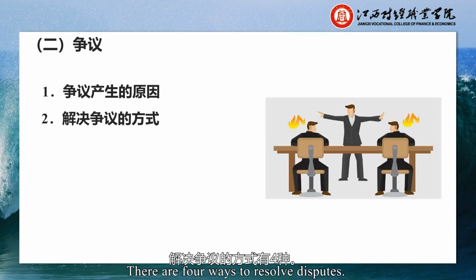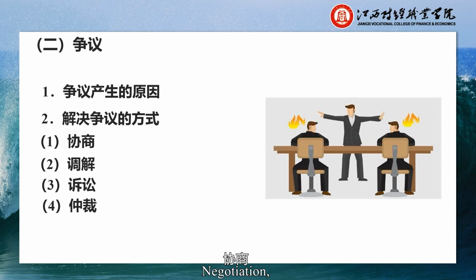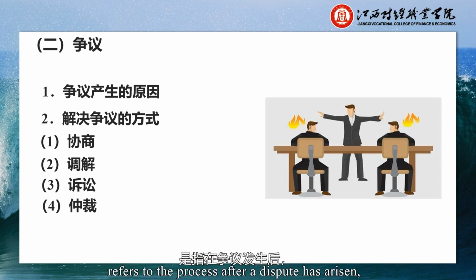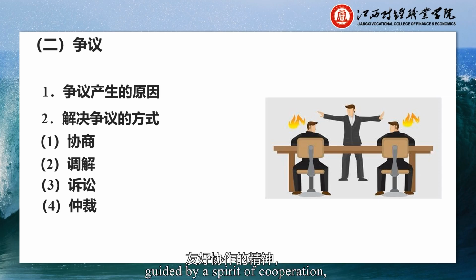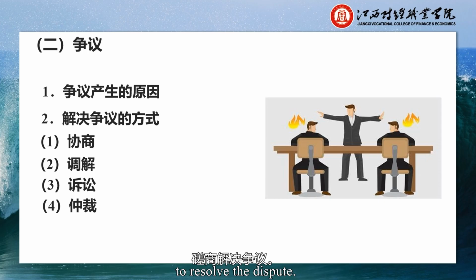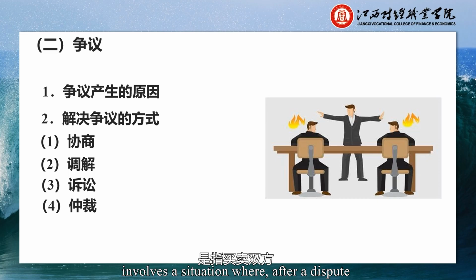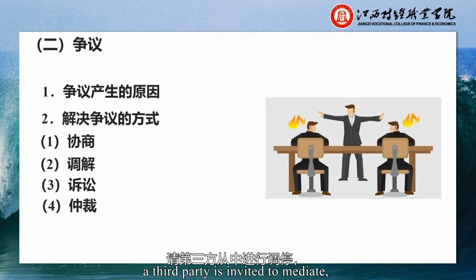There are four ways to resolve disputes: negotiation, mediation, litigation, and arbitration. Negotiation, or friendly negotiation, refers to the process after a dispute has arisen, when the parties involved, guided by a spirit of cooperation and on the basis of mutual understanding and concession, directly engage in discussions to resolve the dispute. Mediation, also known as third-party mediation, involves a situation where, after a dispute between the buyer and seller has occurred, on a voluntary basis, a third party is invited to mediate in order to eliminate differences and resolve the dispute.